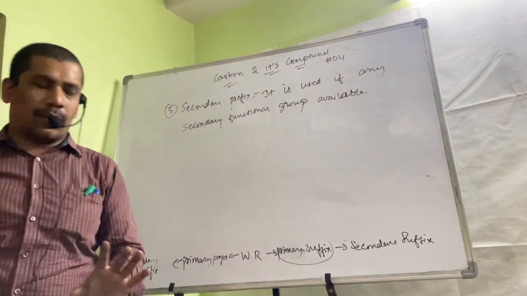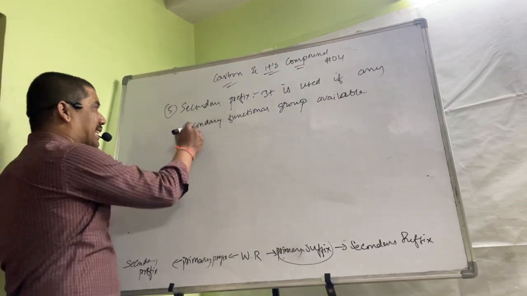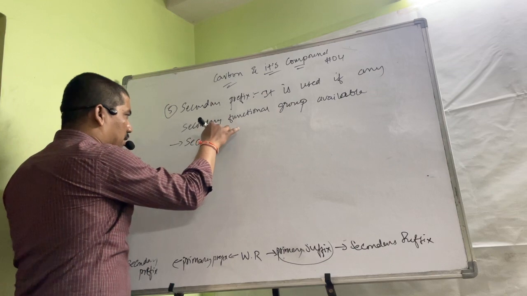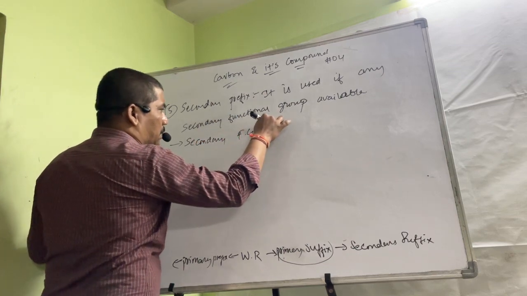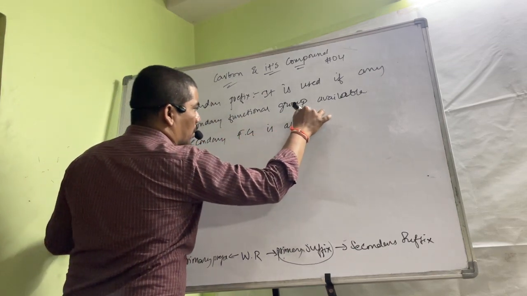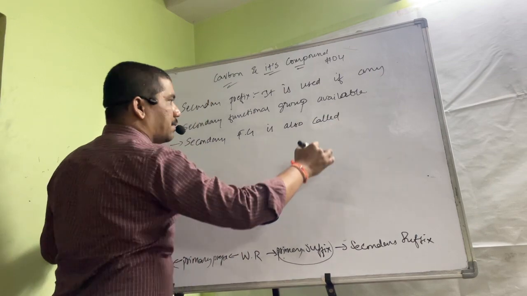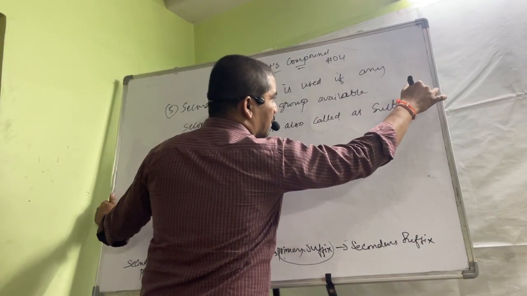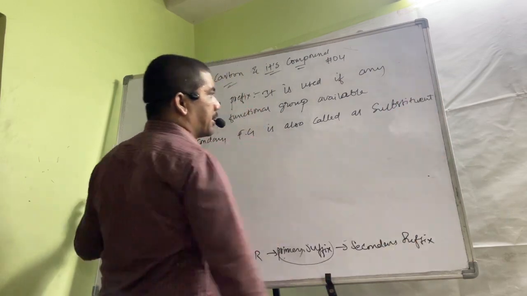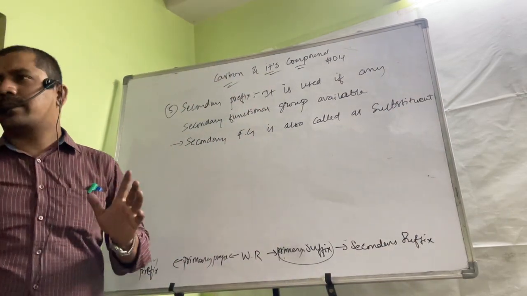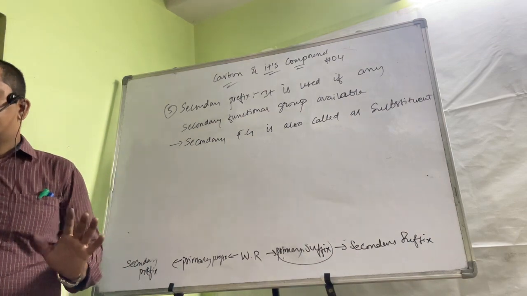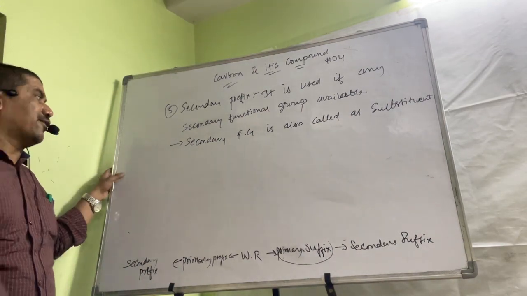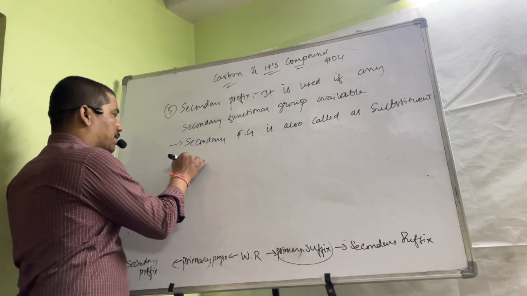Right. Okay. So secondary functional group, one more point. A secondary functional group is also called a substituent. Substituent. One more name. Clear with this point? So till now I wrote the main functional group. Now see secondary functional group examples.